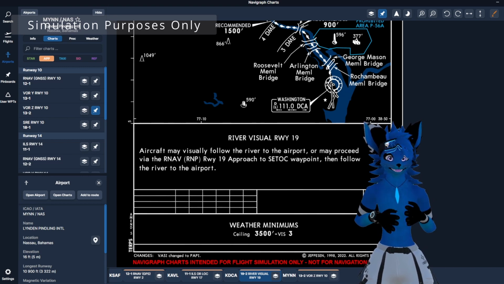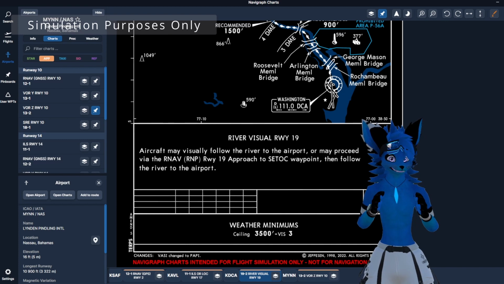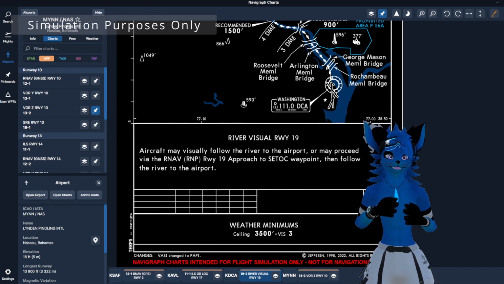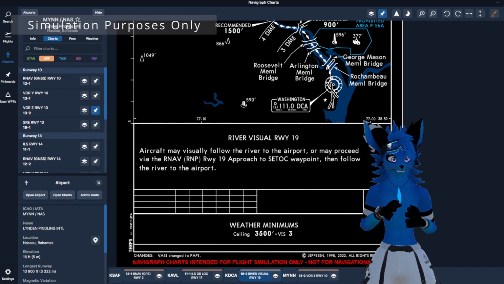So if you're going to fly the visual runway 19 in DCA, I highly recommend you throw in the RNAV 19 just as a backup in case you get a little disoriented. Maybe you're not really sure exactly what bridge you're flying over. The RNAV approach will keep you on track.